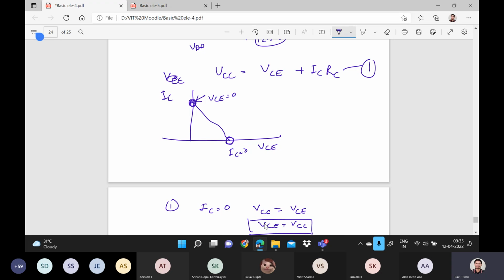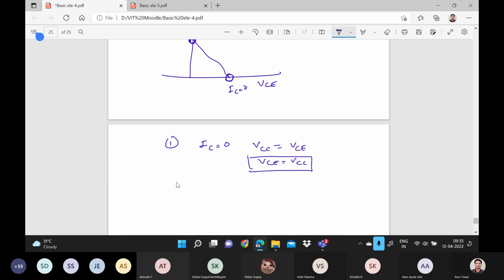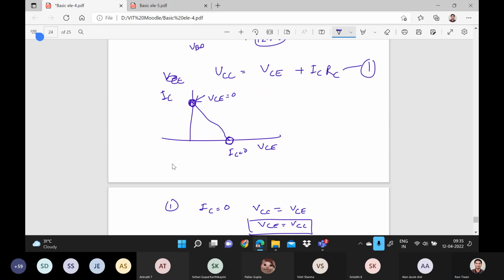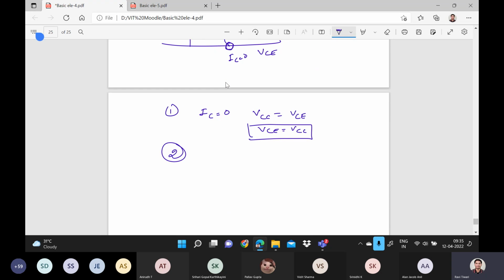In the next case, how will we get the second point? When your VCE is equal to 0, right? In that case, the original equation was VCC equals VCE plus ICRC, right? I'm assuming that VCE is equal to 0. So the value of IC will be equal to VCC divided by RC, right?